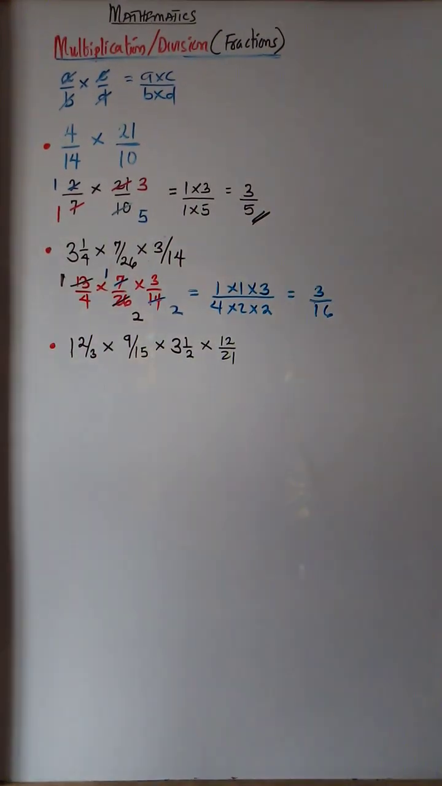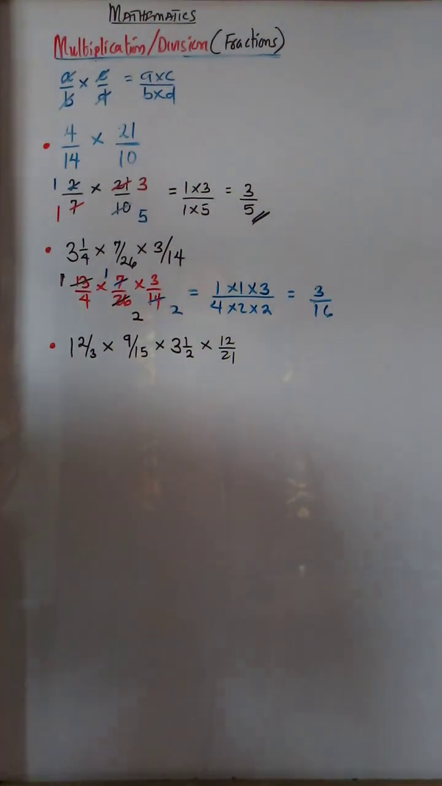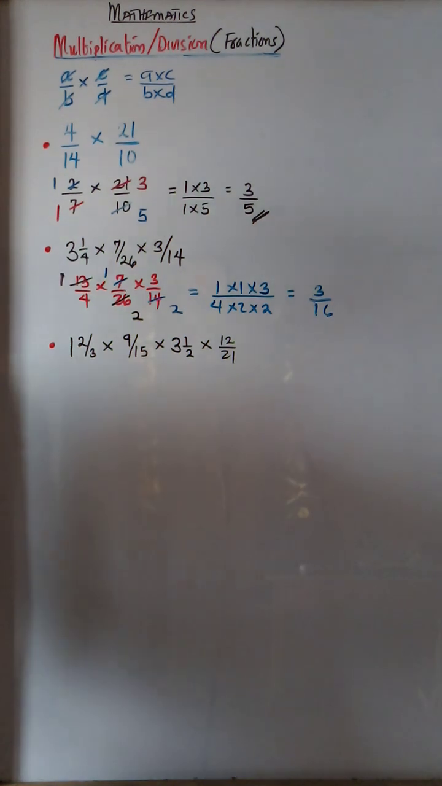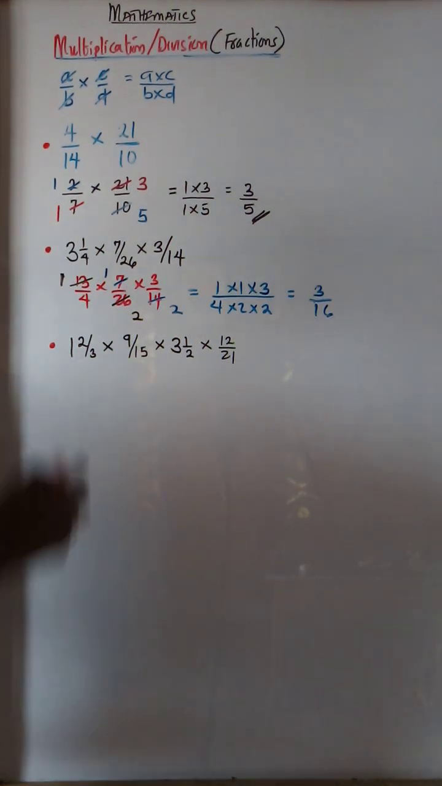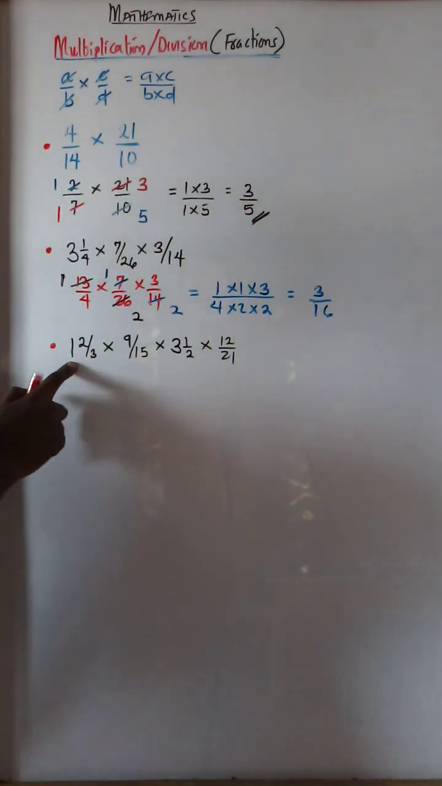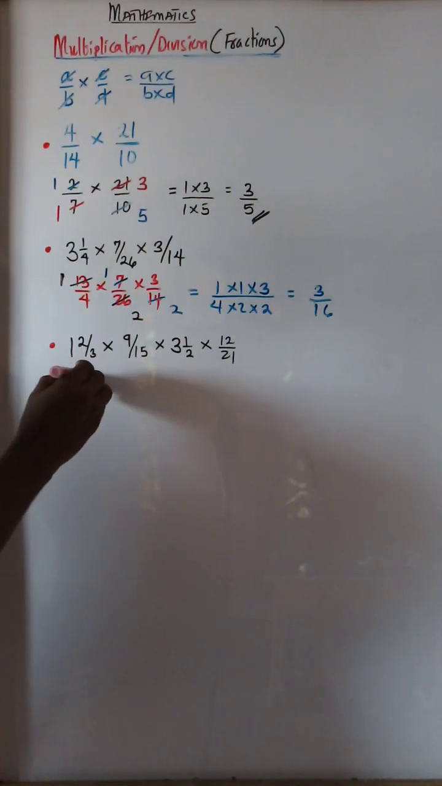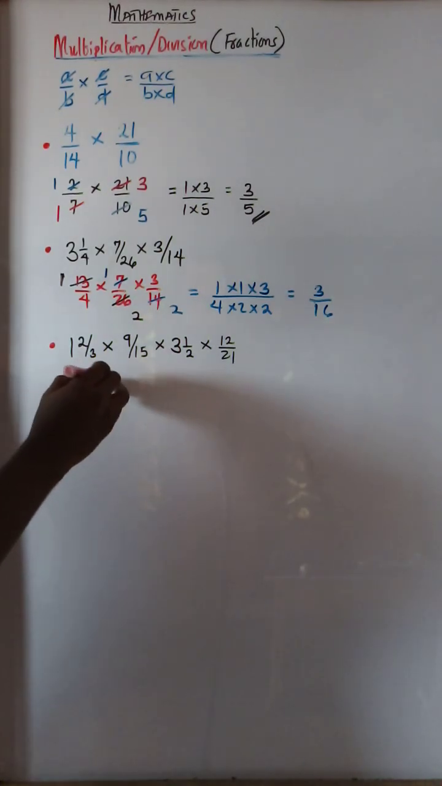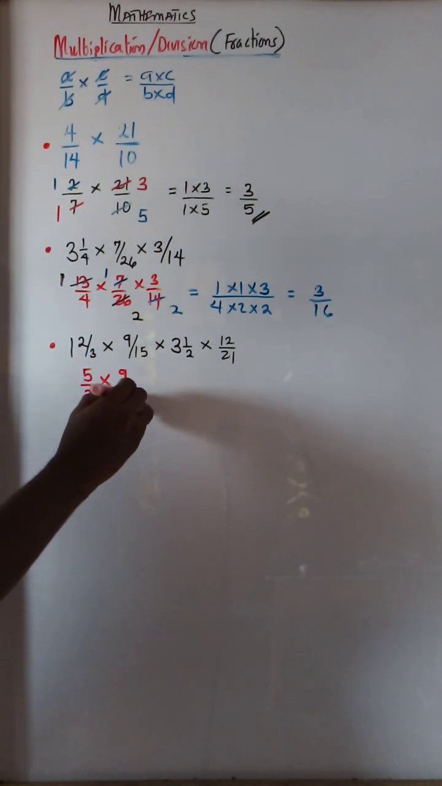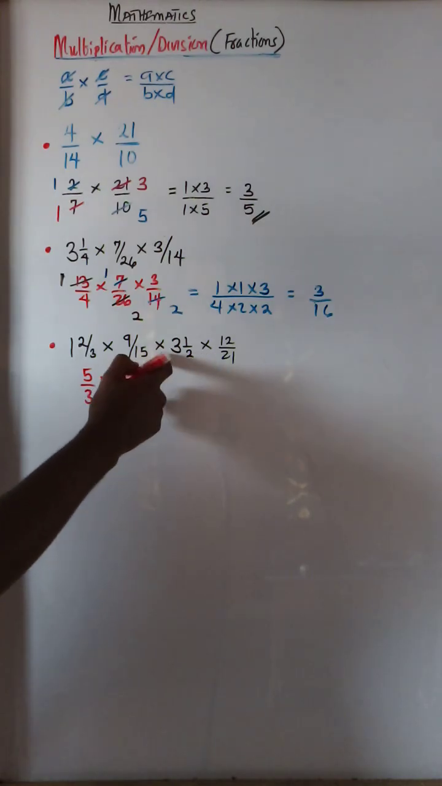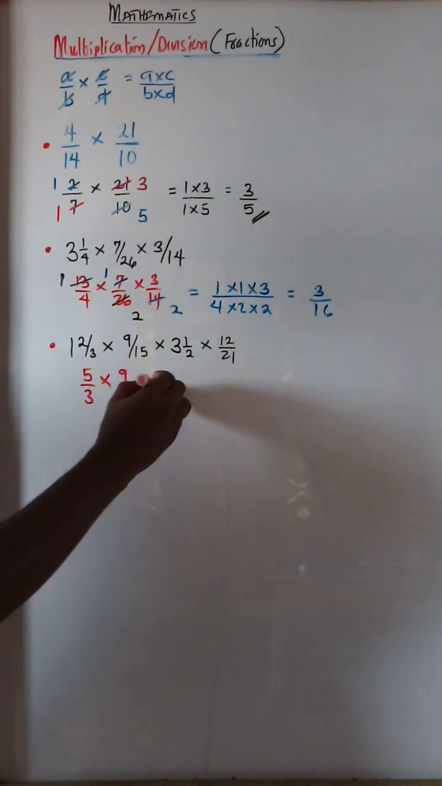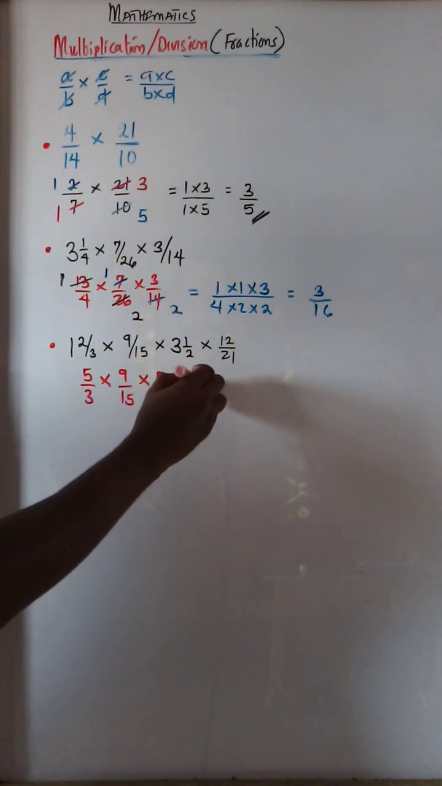Now, let's consider this. We have 4 fractions, so it doesn't matter. Let's convert the mixed to improper. So from here, 3 times 2, 3 times 1 is 3, plus 2, 5. So this is 5 over 3. Multiply by 9 over 15. Multiply by 2 times 3, 6 plus 1, 7 over 2. Multiply by 12 over 21.